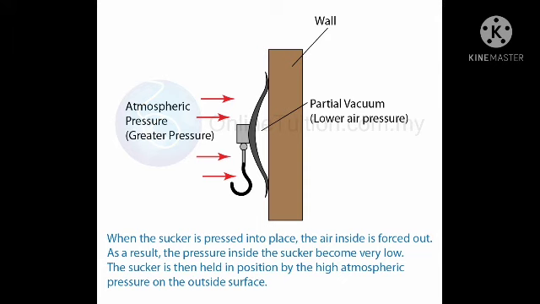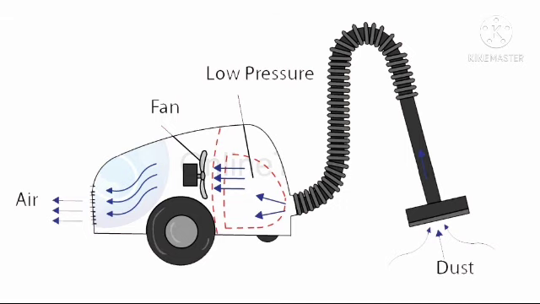The atmospheric pressure outside will be more, which will keep the sucker held in position on the wall without falling down. So inside you can see there will be low air pressure, but outside higher air pressure, which will help in fixing that holder in that particular place.